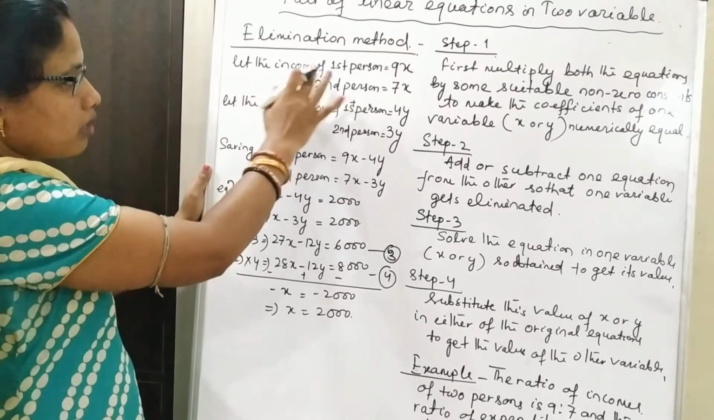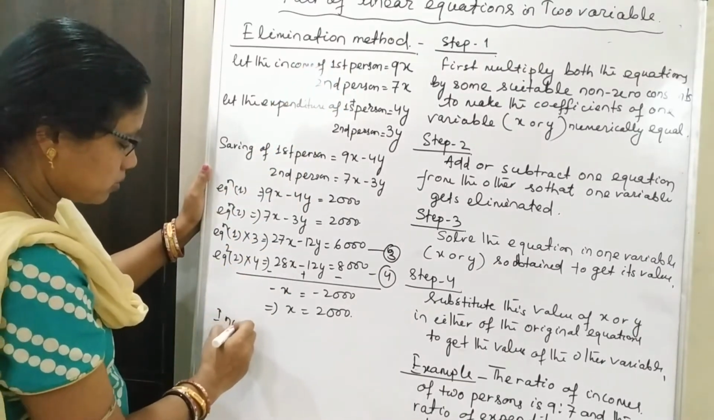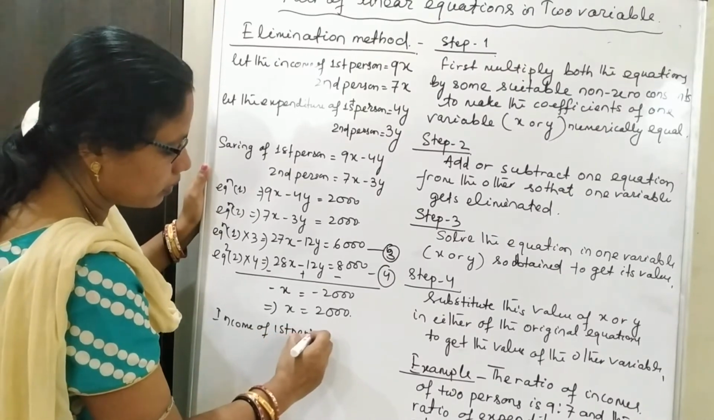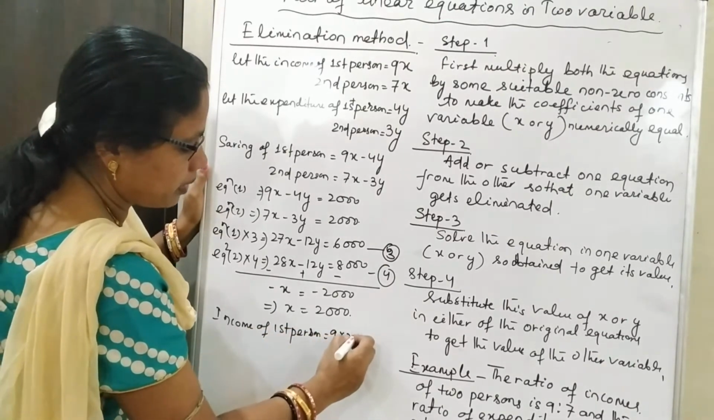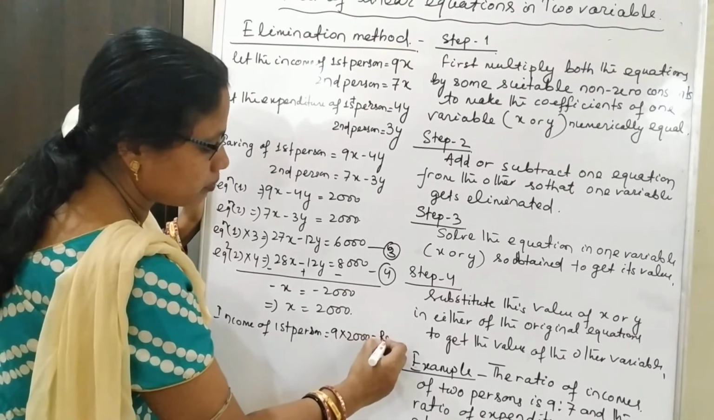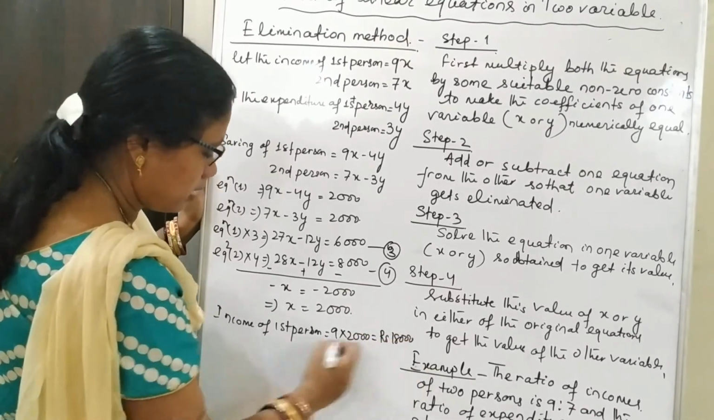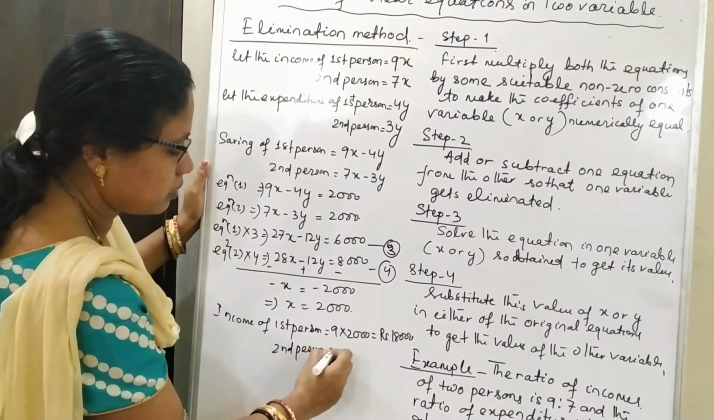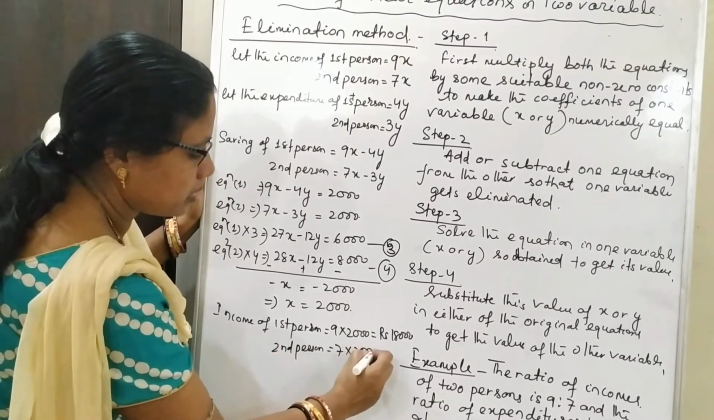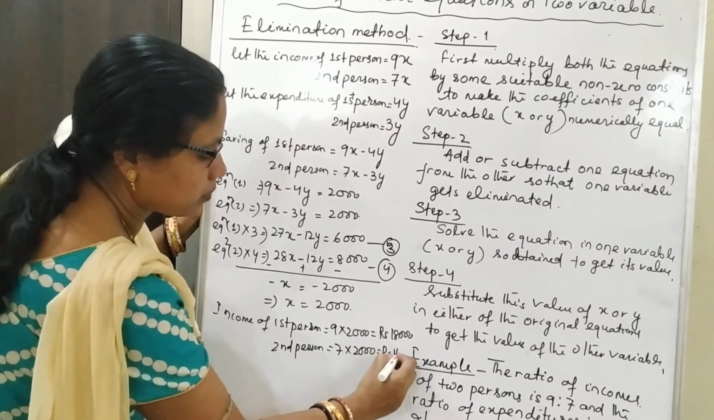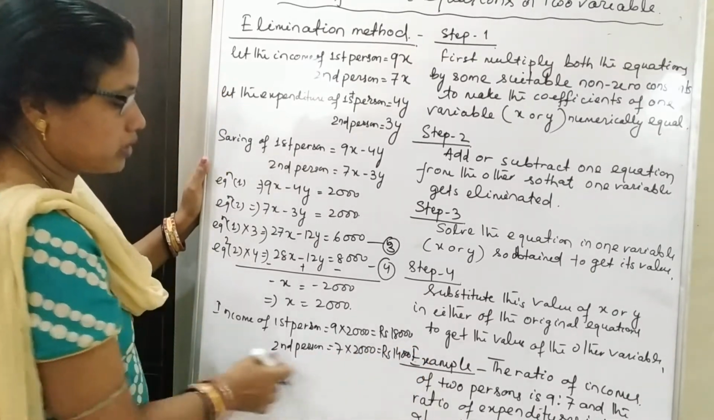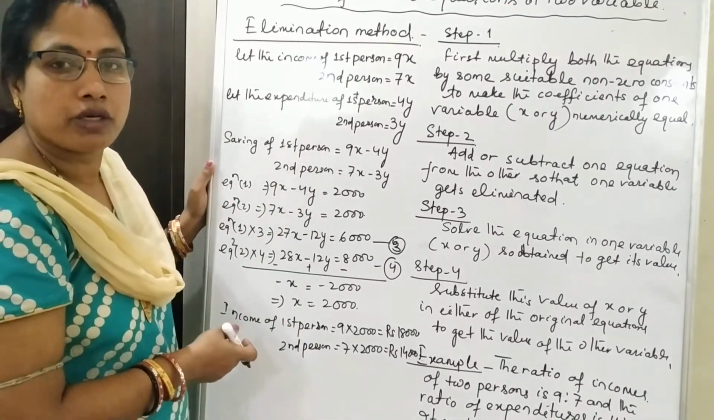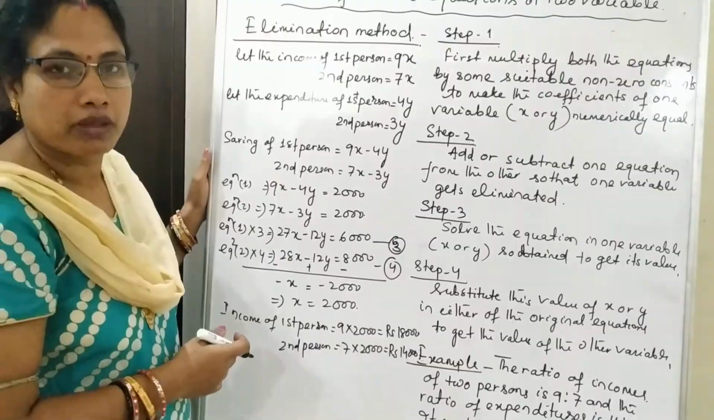So the income of the first person is equal to 9 multiplied with 2000, that is rupees 18,000. And the income of the second person is equal to 7 multiplied with 2000, which is rupees 14,000. So this is the answer. We have solved this pair of linear equations in two variables by the elimination method.